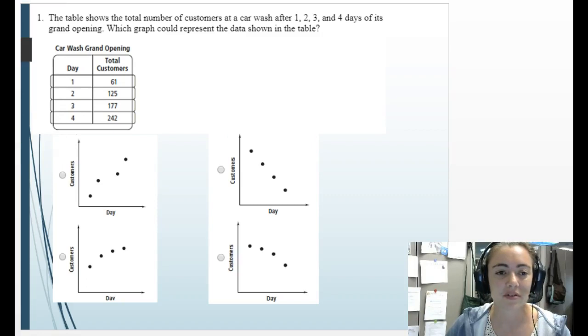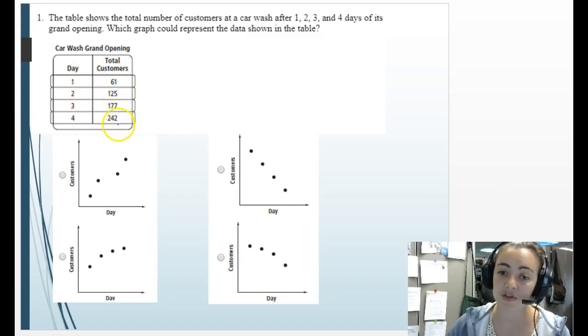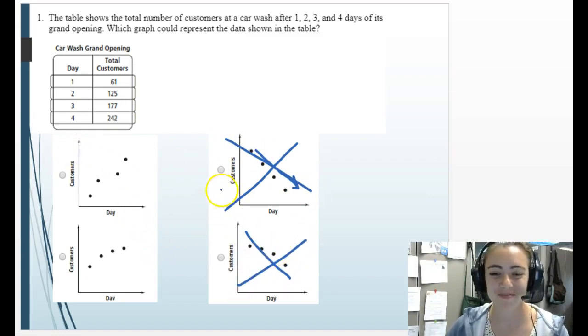And so grab my pen here. Number 1 says the table shows the total number of customers at a car wash after 1, 2, 3, and 4 days of its grand opening. Which graph could represent the data shown in the table? So it looks like days and total customers. What I notice right away is as the days increase, the total customers increases. So right away I can see this is showing that as the days increase, the total customers is going down. So it can't be this option. Same here. So we already have 50-50.